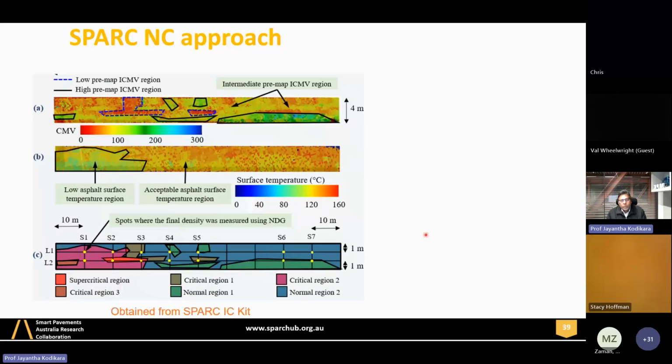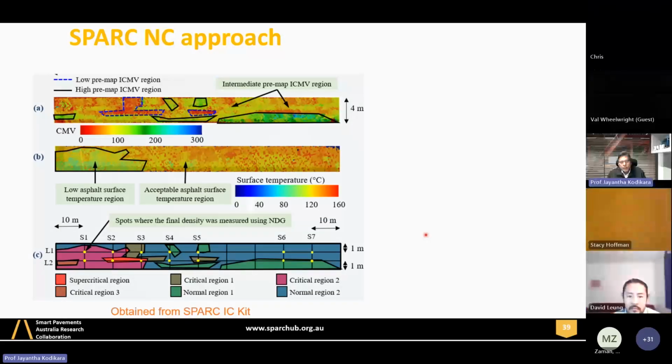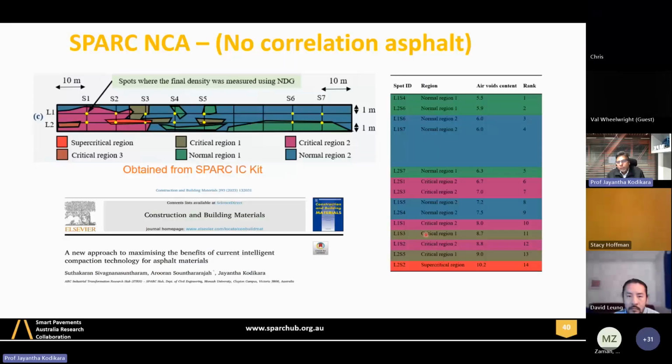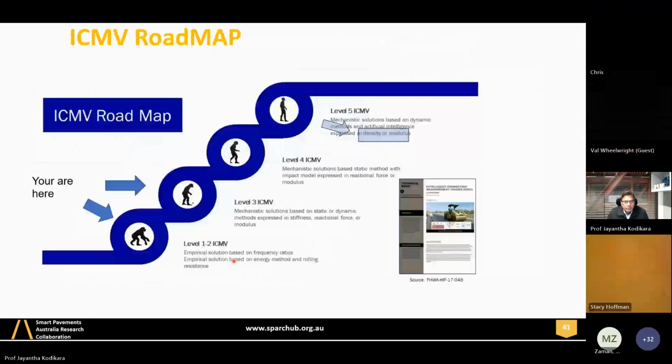You can find areas by overlaying these ICMV profiles. You can identify which areas are the most vulnerable, and we have validated that, with the critical regions coming with the lowest density or highest air voids, and good regions having better density and lower air voids. This is given in this paper, so you can read it for more reference.